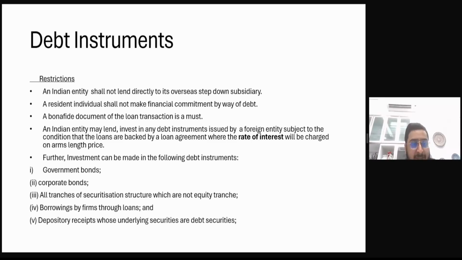Now, investment in debt instruments. An Indian entity shall not lend directly to its overseas step-down subsidiary. Directly, an entity can lend to its subsidiary, not directly to its overseas step-down subsidiary.